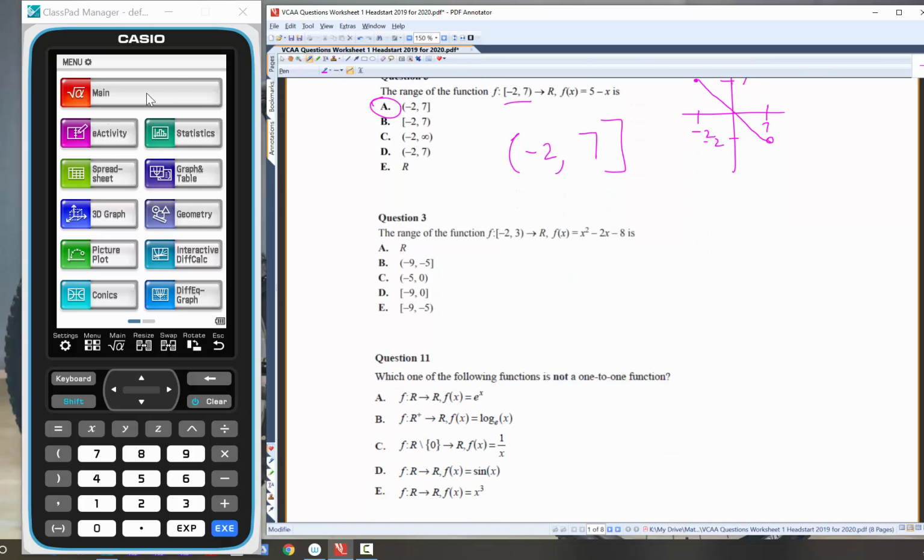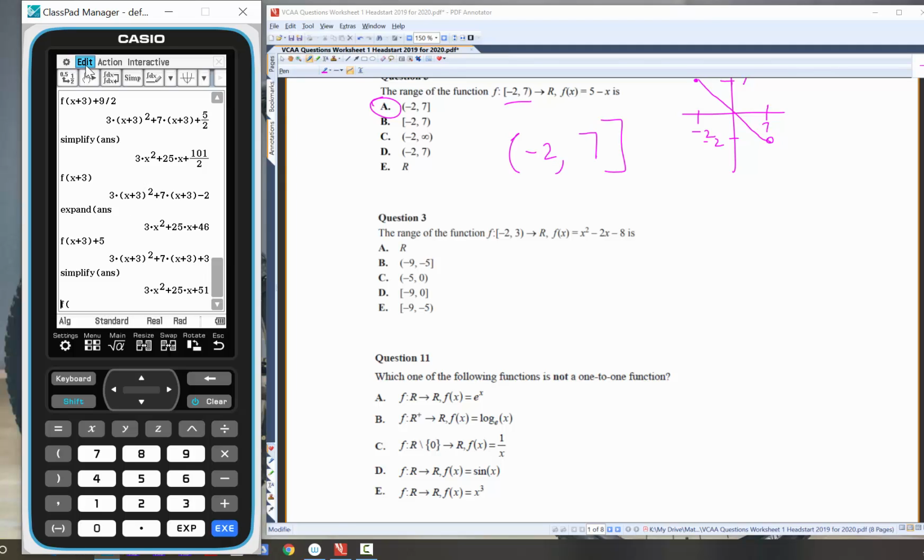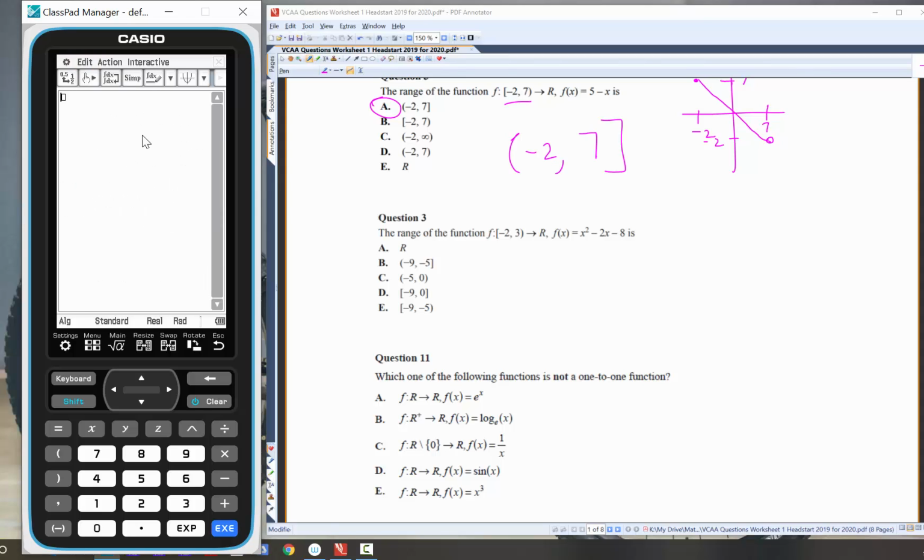Okay, so to show you what most of you do with that one, let's get rid of this, edit, clear all. So what a lot of you will do is go ahead and define the function. That should be pretty fast. f of x equals x squared take 2x take 8. Then you bang in the endpoints, so f of negative 2 and f of 3, and essentially presume that the range is between negative 5 to 0. So that would be an incorrect answer there, obviously.